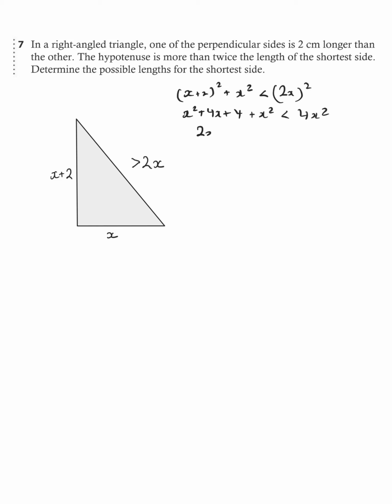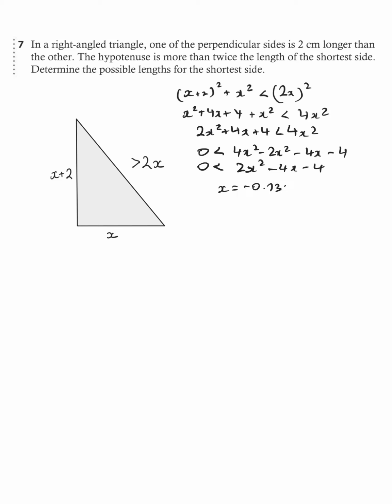Okay, let's tidy it up a bit. We've got 2x squared plus 4x plus 4 is less than 4x squared. Equate one side to 0. We've got 4x squared minus 2x squared minus 4x minus 4 greater than 0. Okay, so we've got that, and we use our calculator to find the roots of that. The roots of that equation on the right are x equals minus 0.732 and 2.73.